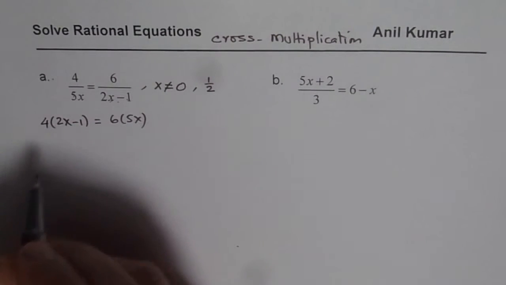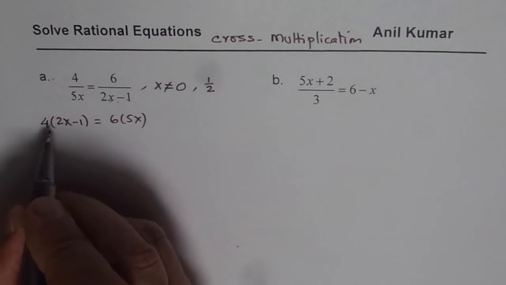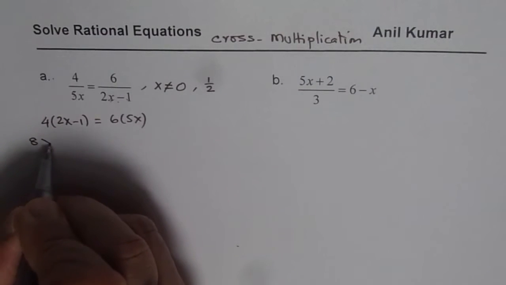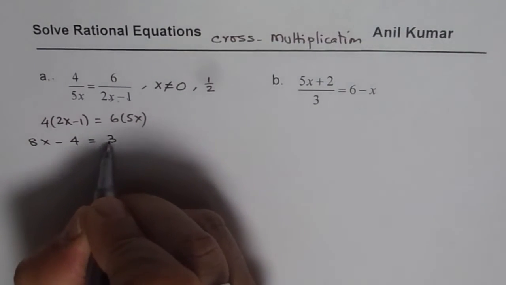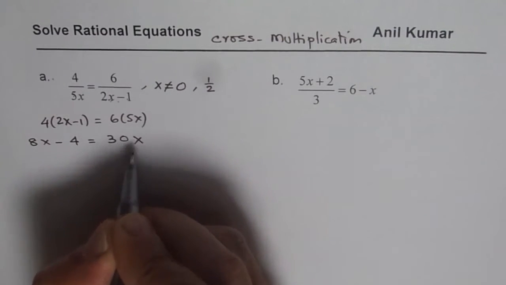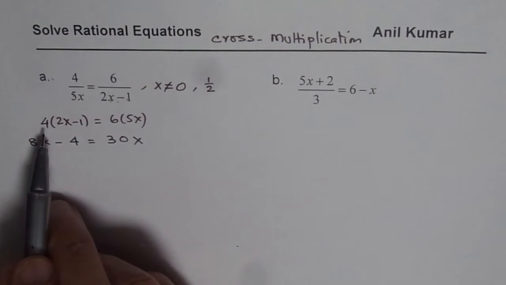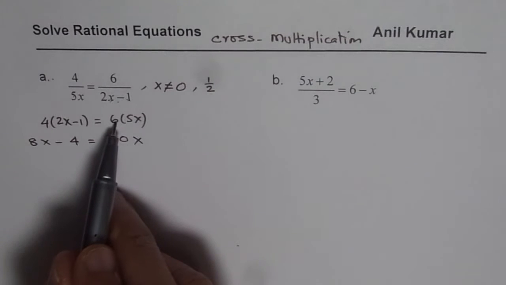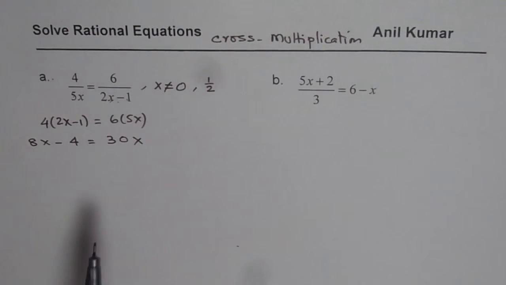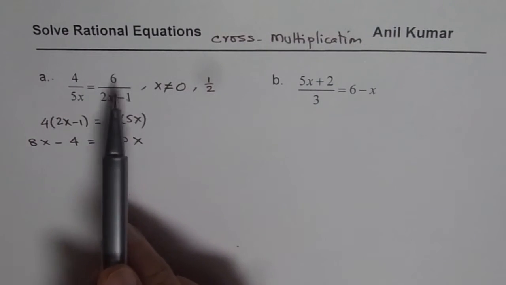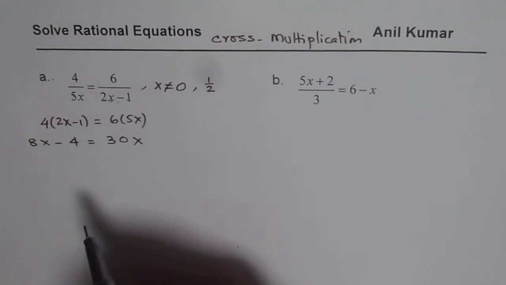Now we can apply the distributive property. Open the bracket. We get 8x minus 4 on the left side, and 6 times 5 is 30, so we get 30x. Some of you could have actually divided both sides by 2. In that case, you could have simplified it further, right? 4 and 6 you could have simplified by dividing by 2. That was a good idea.